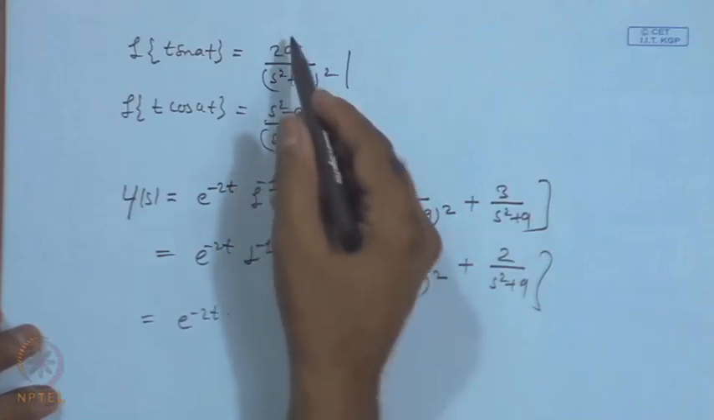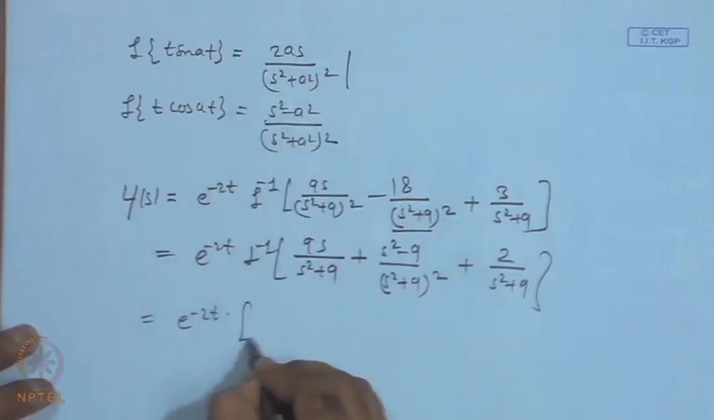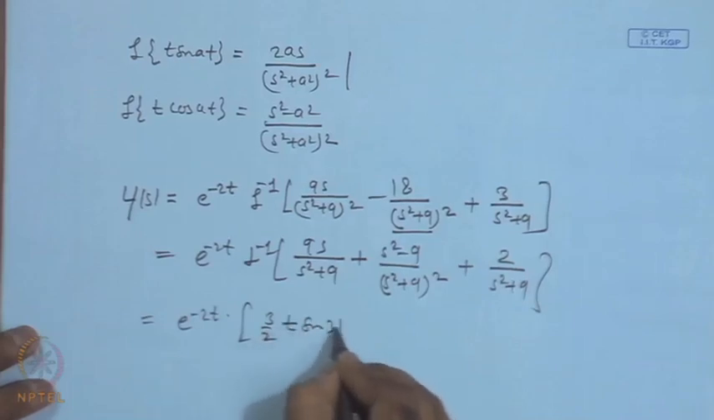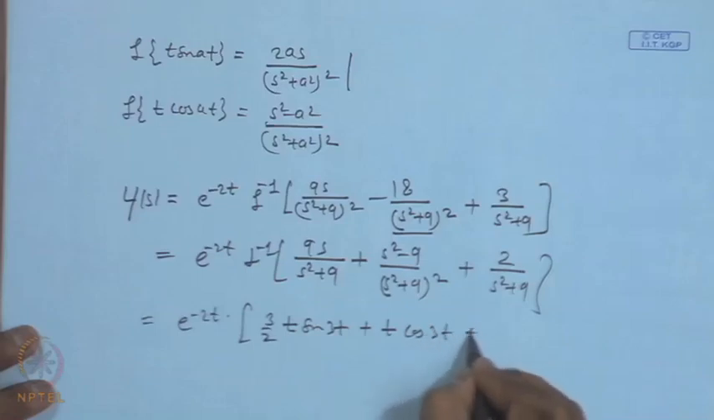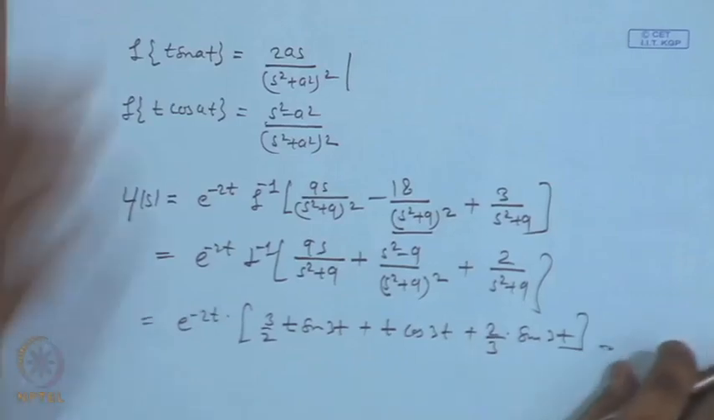It is a given form, 2as over (s² + a²)², divided by 2. So, this is simply 3/2 times t sin 3t. Here we get t cos 3t, and here we get 2/3 sin 3t. So, this is the solution.